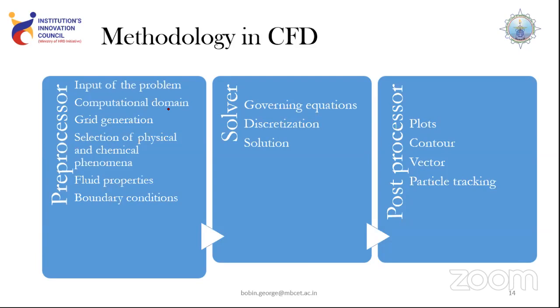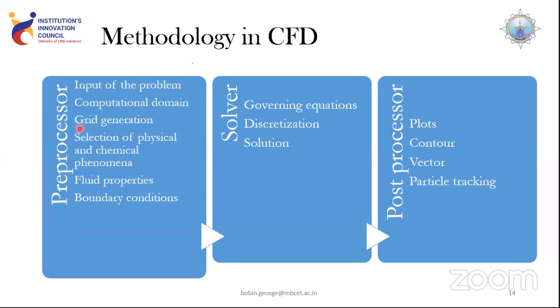Then we need to identify what is the proper chemical as well as physical phenomena available to me. And I need to define what all are the fluid properties from that condition. And I need to define what all are the boundary conditions. If all these physical phenomena are completed, that actually constitutes the preprocessor part in fluid dynamics or computational fluid dynamics.